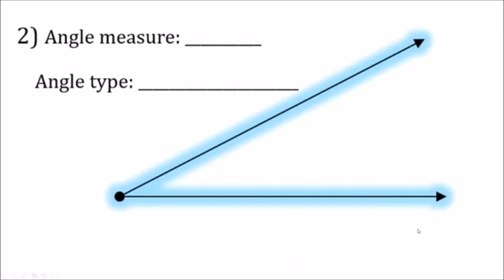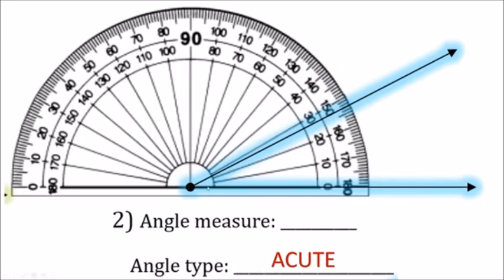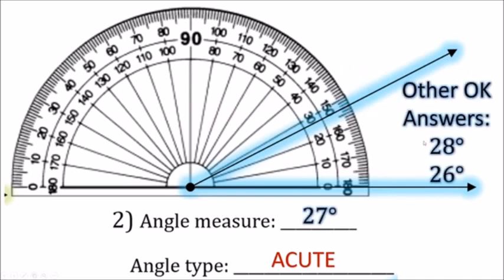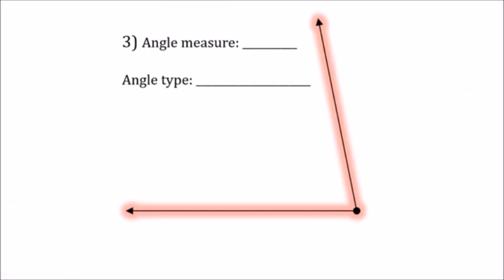Okay, please write down the type of angle that number 2 is and then measure it. It's an acute angle, and when you line up your protractor, you should be using, once again, the inner scale. We're at 10, 20, and then we're going to go to 25, 26, 27. Other answers would be within 1 degree, but 27 being the most exact. Please try number 3.